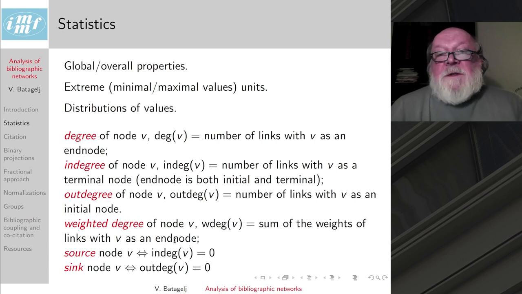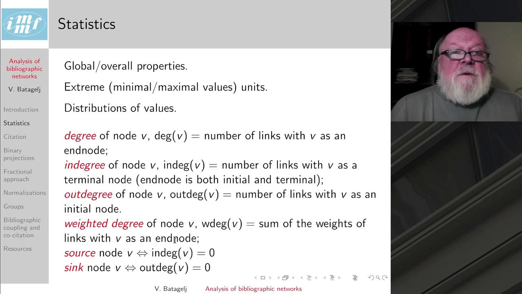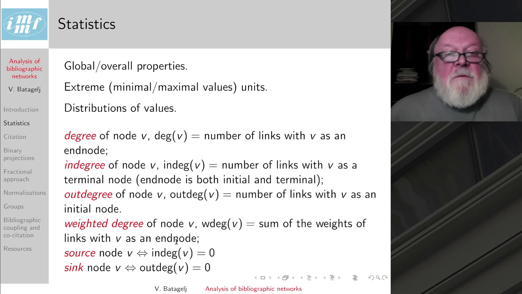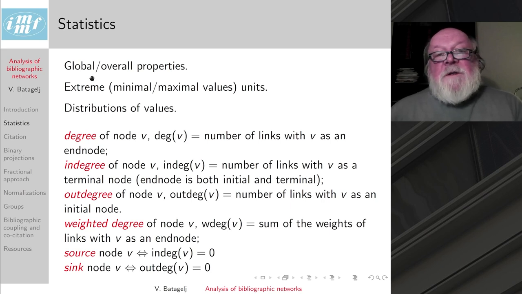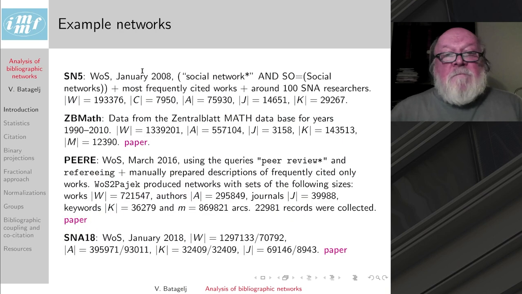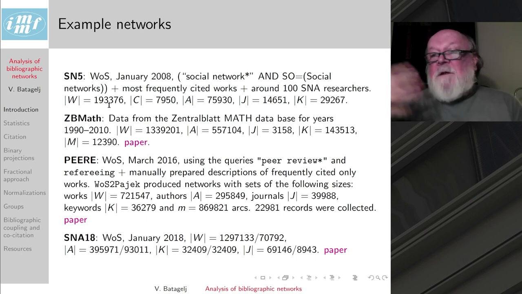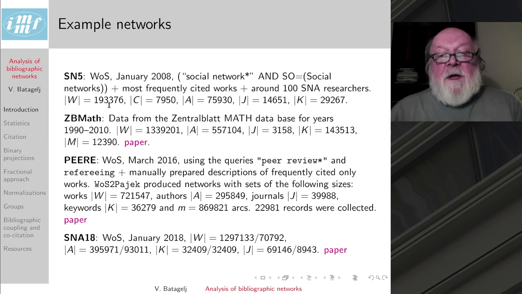One of the approaches is to use statistics. What are the basic options that are usually used? The first one is to look at global or so-called overall properties. This means we are looking at these numbers, so we can determine the different sizes and get a first impression about the network.